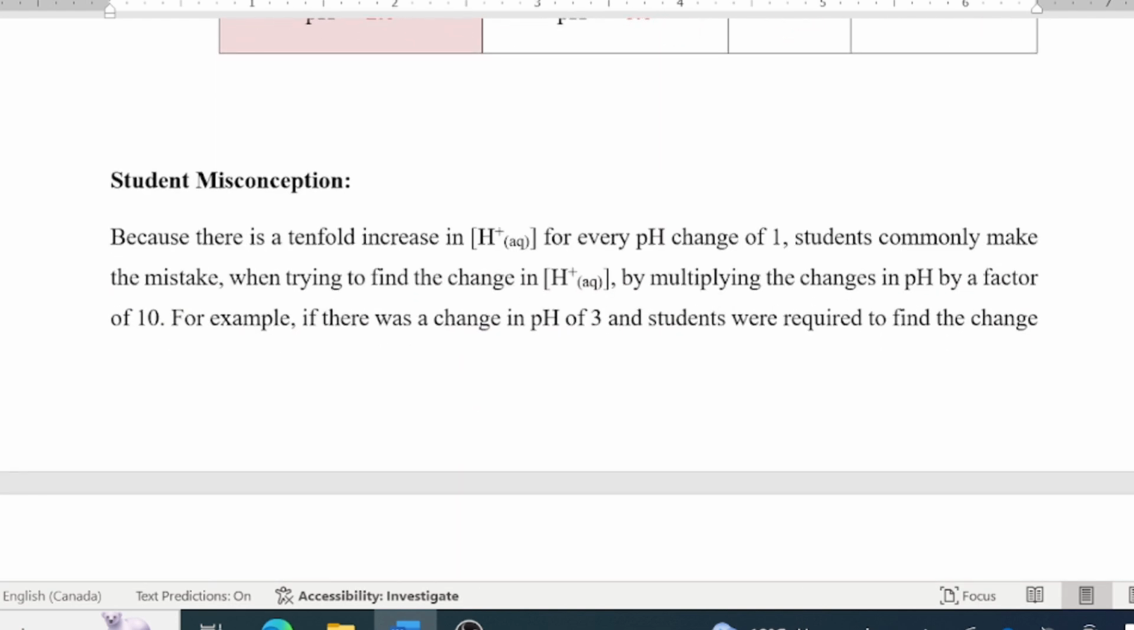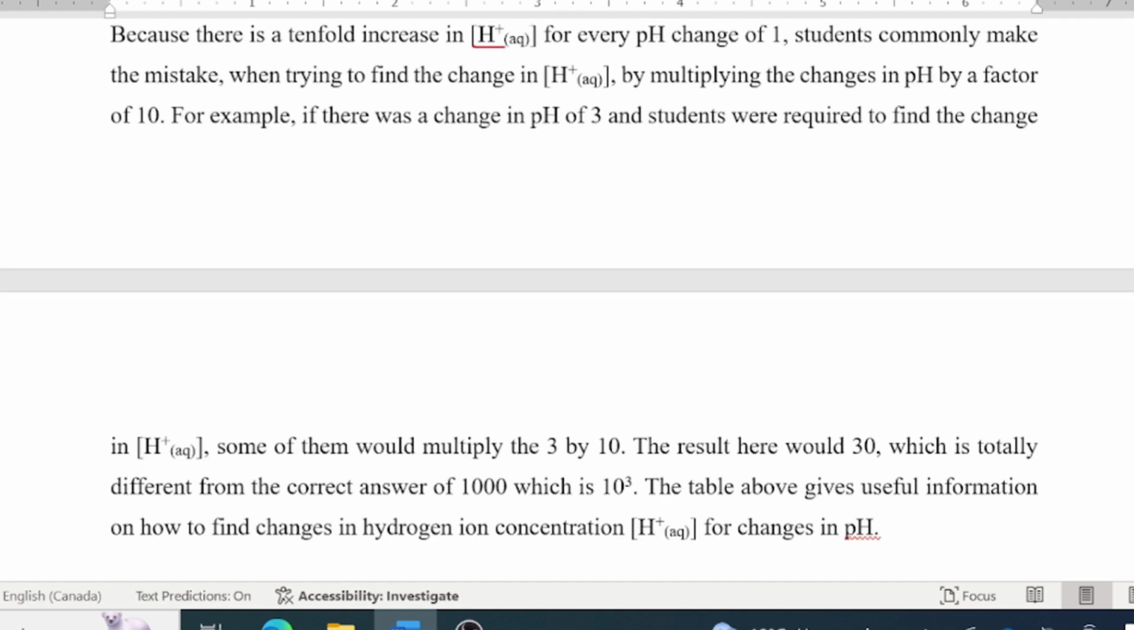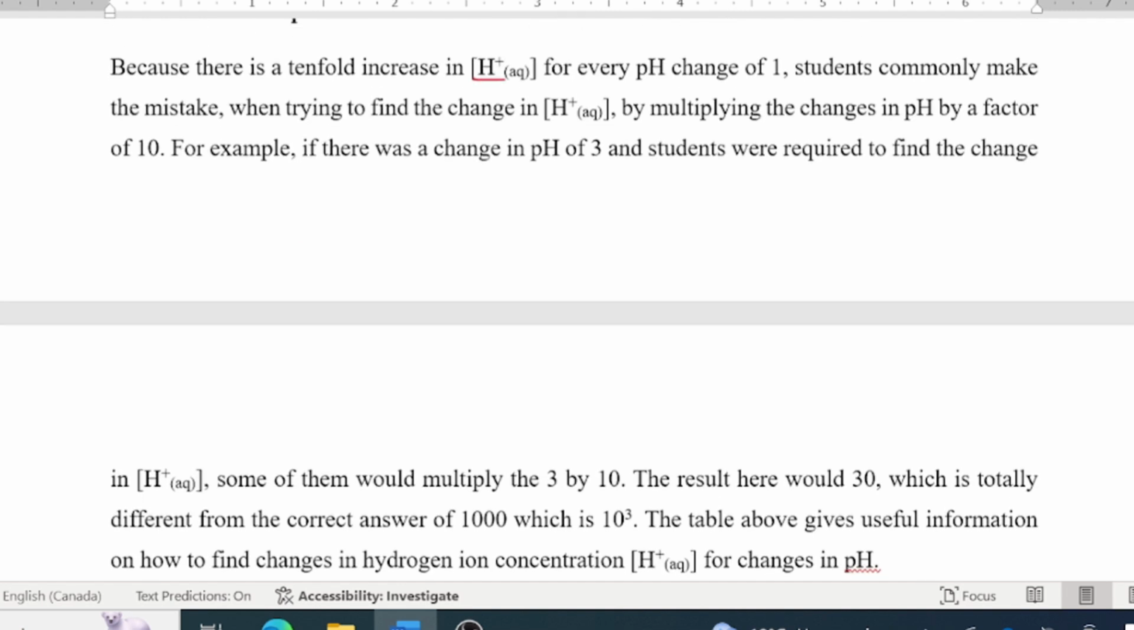Students sometimes will have some misconception here. You can read that and get some sense. Otherwise you might make the mistake yourself too.